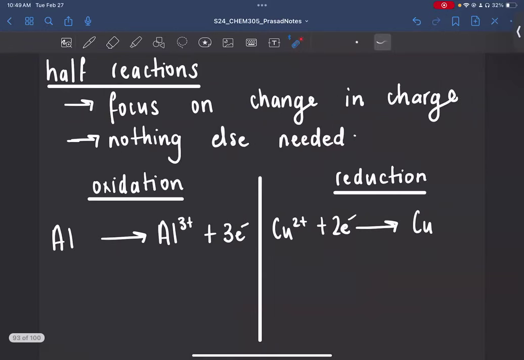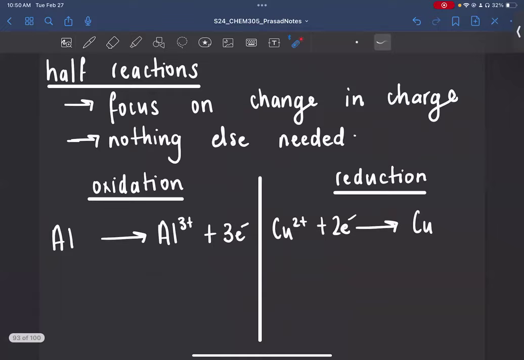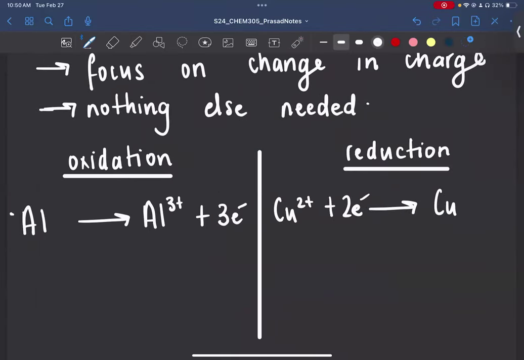Okay. Cool. Do we understand the significance and how to identify their half reactions? Great. We're not technically done yet because this reaction is balanced. We must reflect that balancing in the half reactions. We've already discussed this is balanced. We already know that there are two aluminum. So technically, I just need to put two in front of this case.